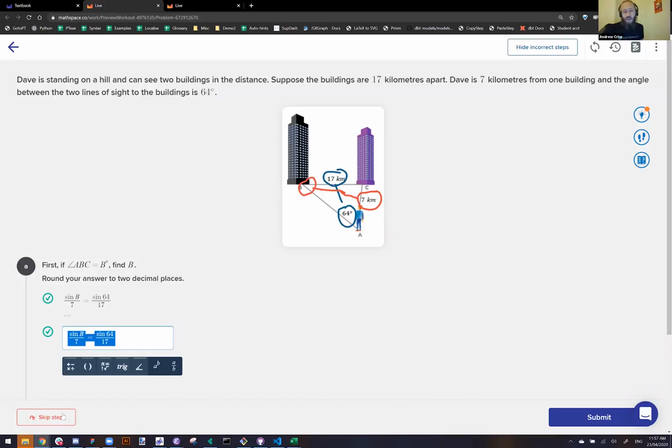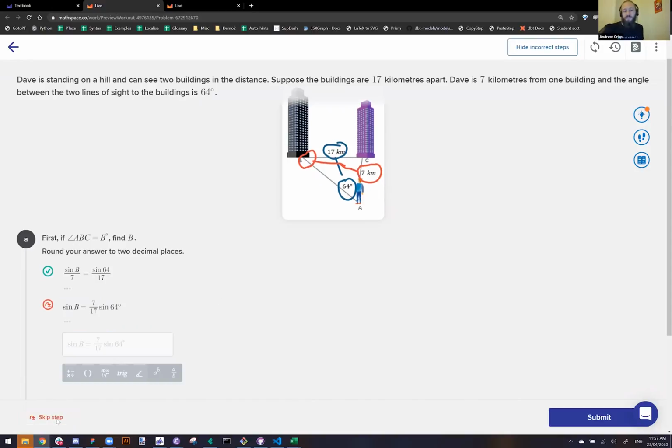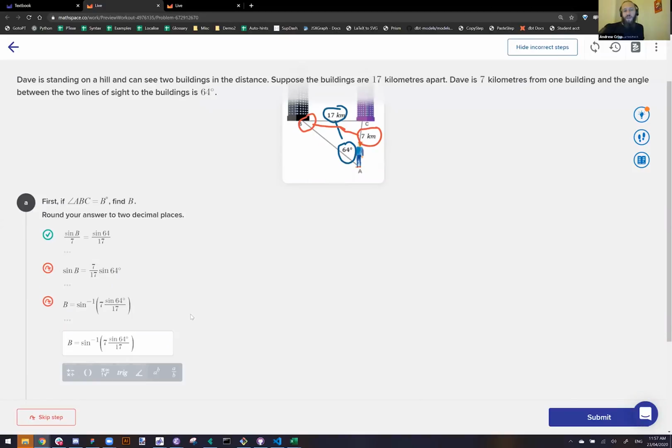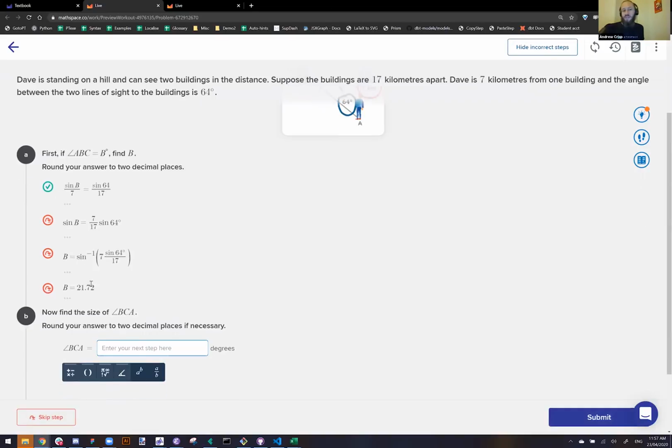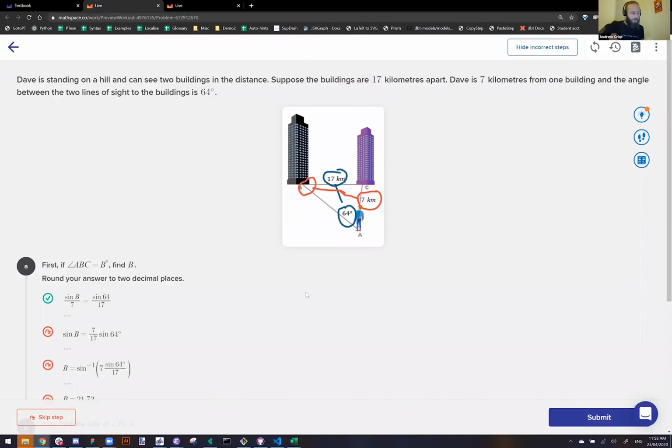And in the interest of time, I'm just going to cheat. I'm going to get Mathspace to tell me the answer. Well, I'll walk you through it at least. I multiply both sides by 7, and then I do inverse sine to move the sine across to the other side. And then this is something that I can type into my calculator, and my answer is 21.72. Okay, so let's go back up to the top and put that in.